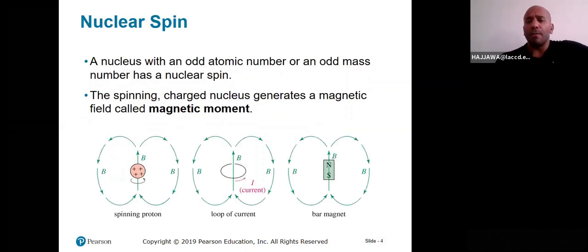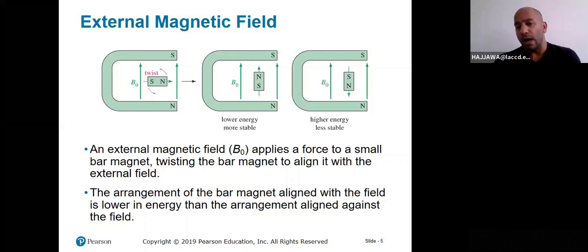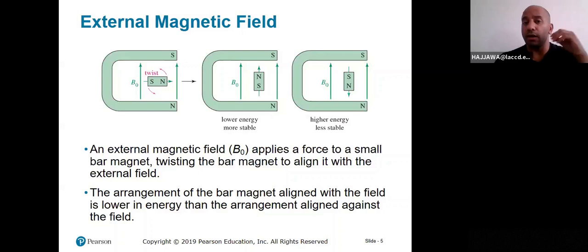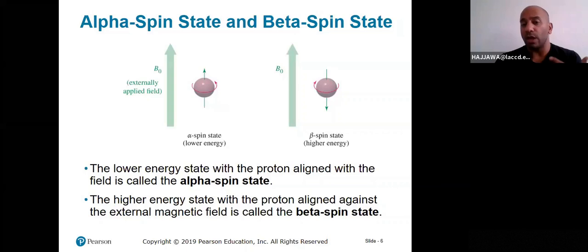When an atom does have a nuclear spin, this spin can be in the same line as an outside magnetic field, or an external magnetic field, or opposite to that direction. The one that goes with the same direction as the external magnetic field is what they call alpha spin, and the beta spin is when it's against the direction of the external magnetic field.